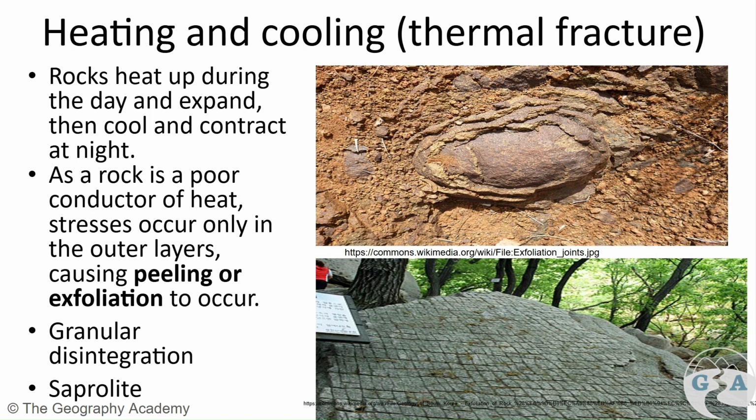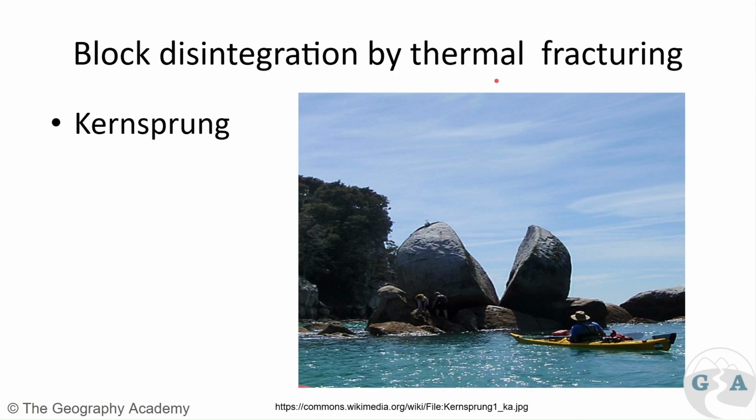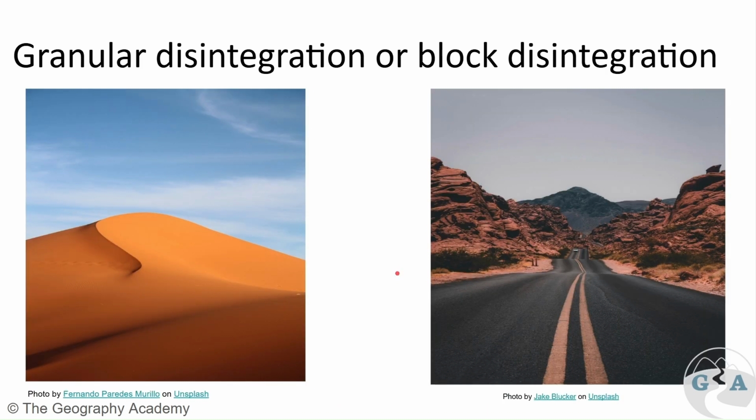And as they're falling off and exposing more of a pure rock surface underneath, like here, that too will crack into little pieces eventually and exfoliate off. So the outside weaker areas then are exfoliated off there and peel away. Now, this process then can cause disintegration, thermal fracturing. We can see the kern sprung here, bigger rocks then split in two. Granular and block disintegration then ends up with different types of sediment.